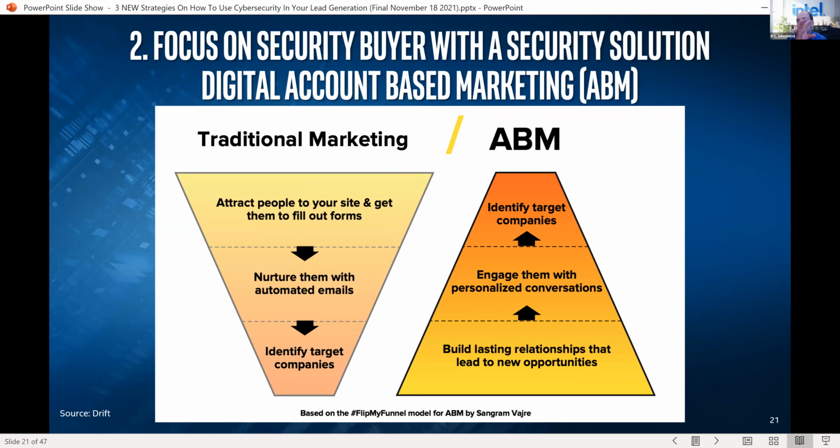So there's the traditional marketing ways, and you know how this is, right? You get people on a website, they fill out forms, and they come through. ABM is actually the opposite. We're saying, how do we make sure that we're taking relationships we may have had, but making them deeper, right? Identifying specific companies to go real deep with.